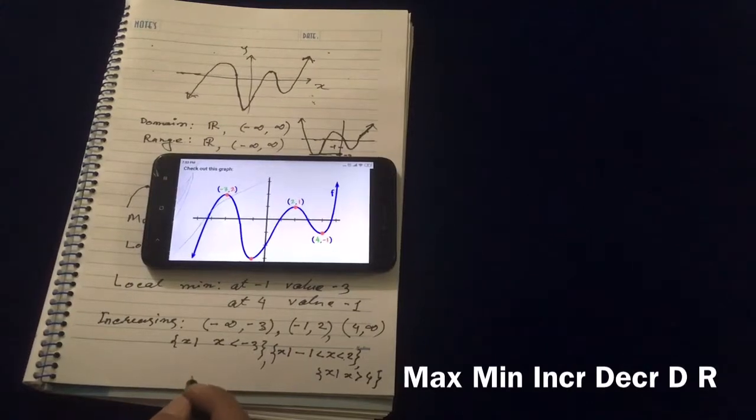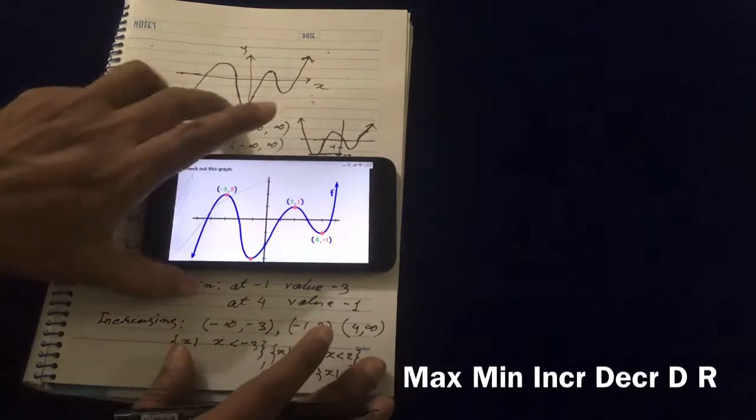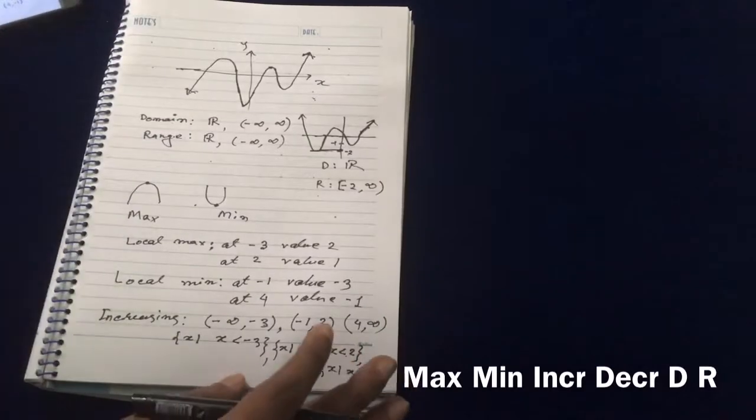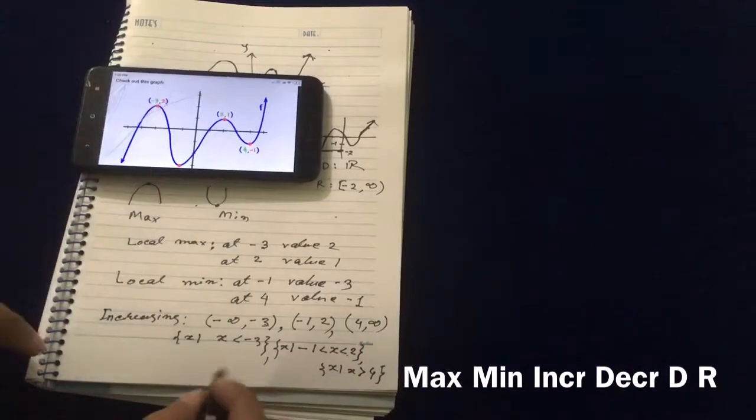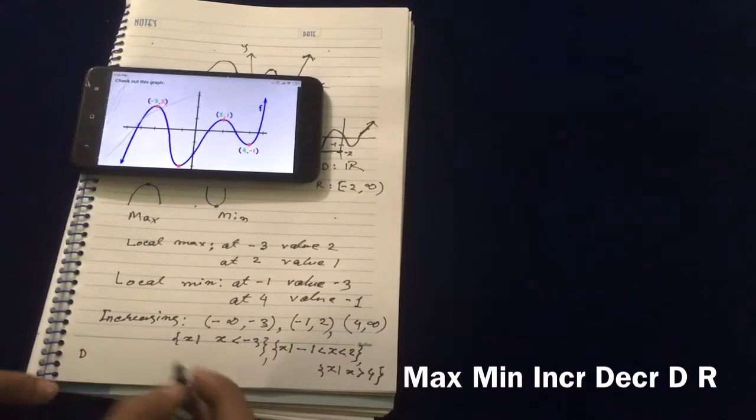Okay, then decreasing. Let's write decreasing. Oh my god, I think there is too much writing here. Do you want me to turn the page? Or do you want to see everything on one page? Everything on one page is good actually, so that you can compare. Let's write decreasing here. Yeah, I think you can see it.